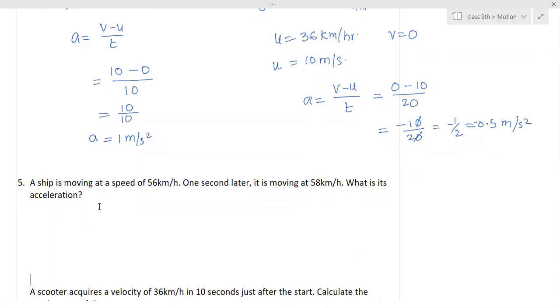Here u is 56 and v is 58. Yes, right. Initially it was moving at 56 kilometer per hour, and after 1 second, the speed changed to 58 kilometer per hour.